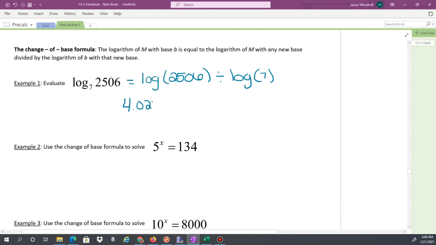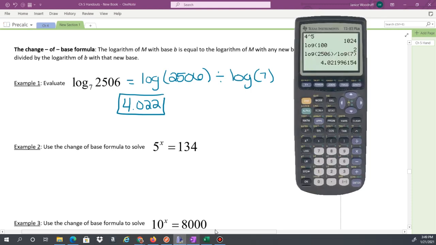Okay, so remember this is base 7, and the answer would be 2506. So to check that, you would do 7 to the power of your second answer, and you should get 2506.